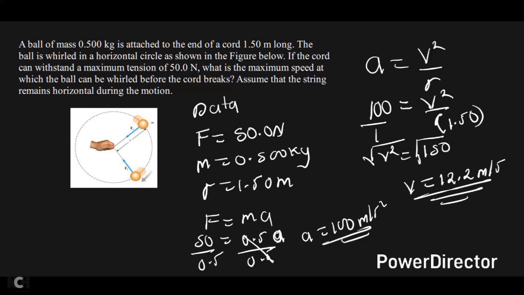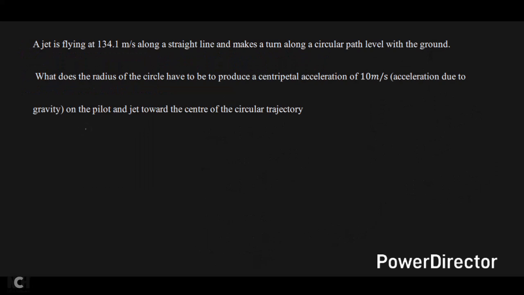So this is how you calculate that question. So what's the next question? The next question, they're saying that a jet is flying at 134.1 meters per second along a straight line and makes a turn along a circular path level with the ground. What does the radius of the circle have to be to produce a centripetal acceleration of 1 g, which is acceleration due to gravity, on the pilot and the jet toward the center of the circle?